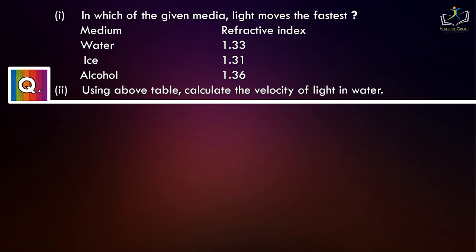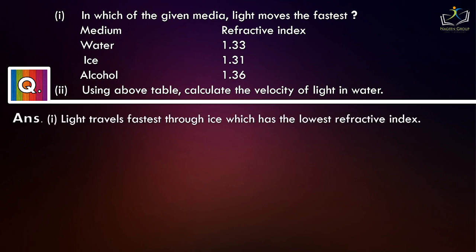Now the question is: in which of the following given media does light move the fastest? The media given are water, ice, and alcohol, with refractive indices 1.33, 1.31, and 1.36. Using the above table, calculate the velocity of light in water. So here light travels fastest through ice. Why? We know the reason: if we have the lowest refractive index, there the light travels fastest.